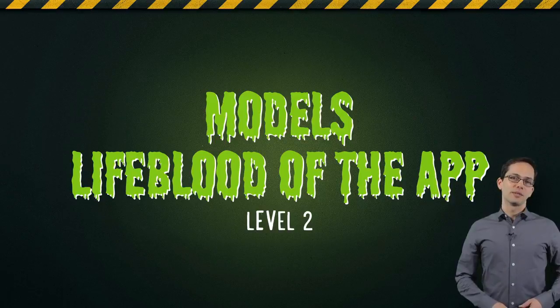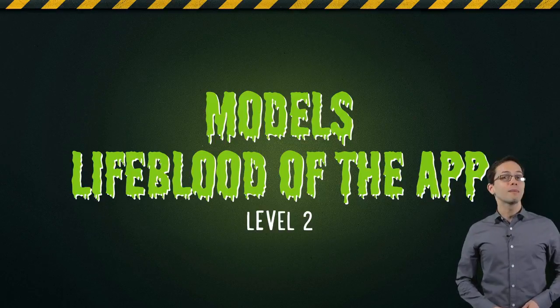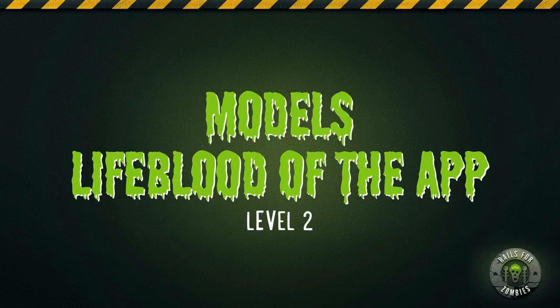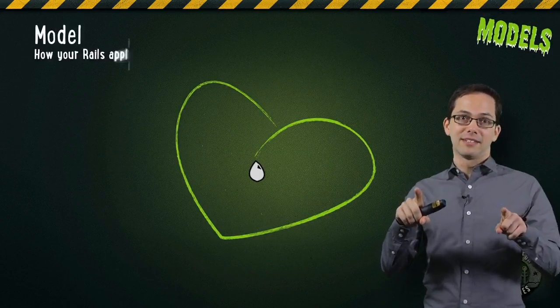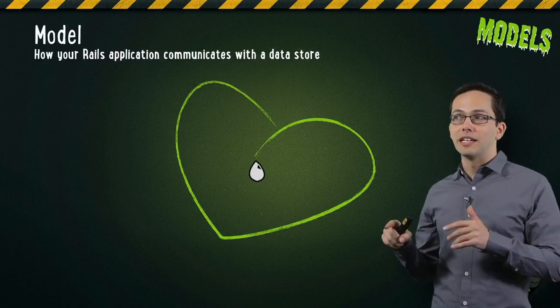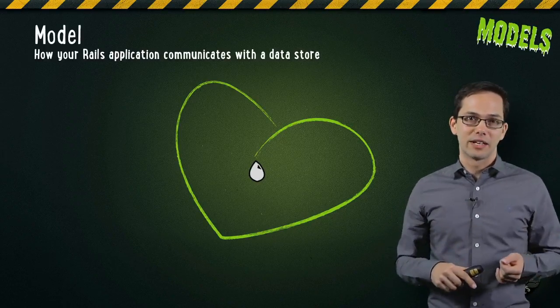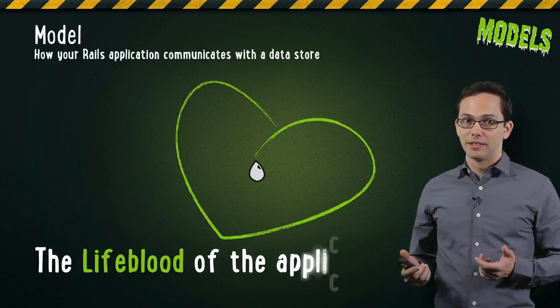You're watching Rails for Zombies, and this is level 2, where we're going to be talking about models, the lifeblood of your application. You've already been working with models, but you don't even know it yet. See, models are how we communicate with our data store in Rails, the lifeblood of our application.